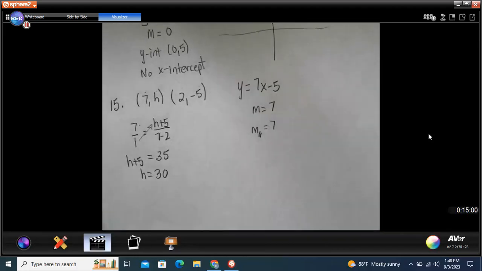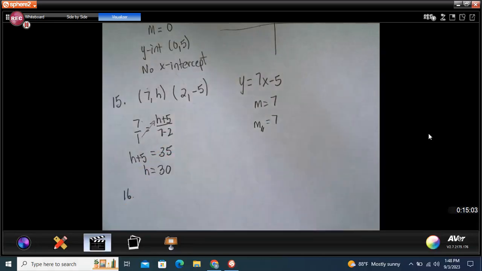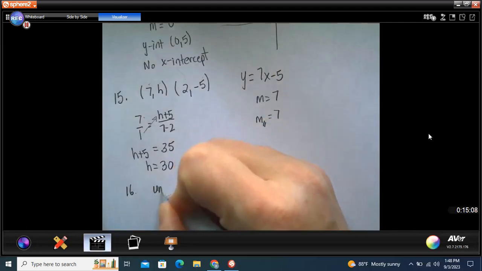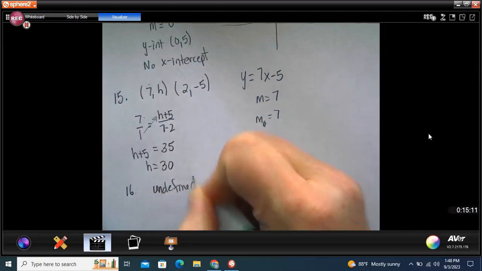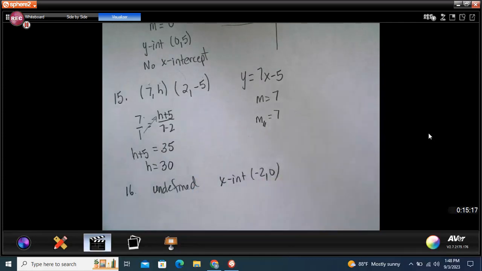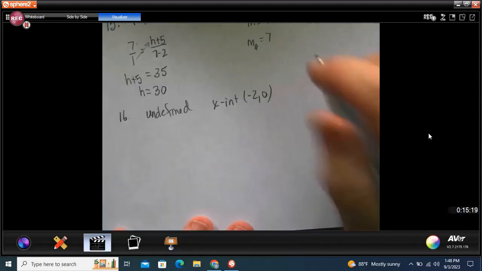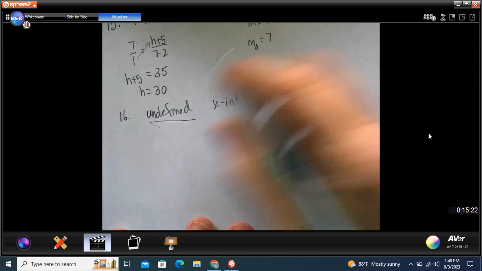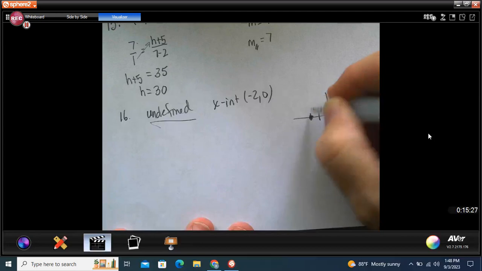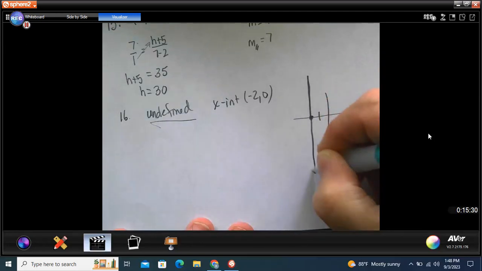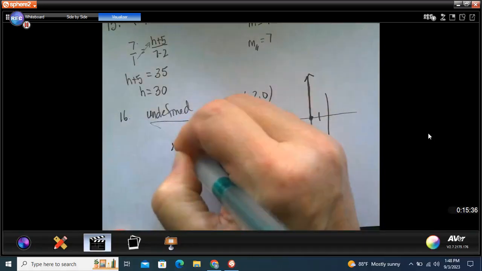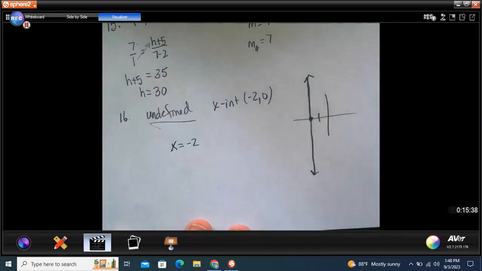Okay, if I can fit the next one on here. Undefined slope. Okay, slope is undefined. And the x-intercept is -2, 0. So what that means is the slope is undefined, therefore I have a vertical line. And -2, 0 is over here, and that is the vertical line that we're speaking of. The equation of that vertical line is x equals -2. And that's your answer for number 16.